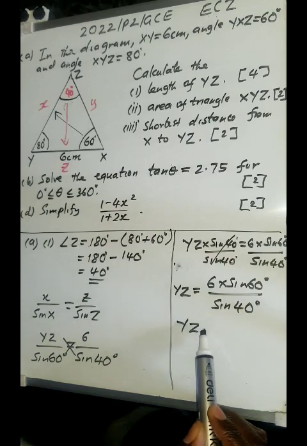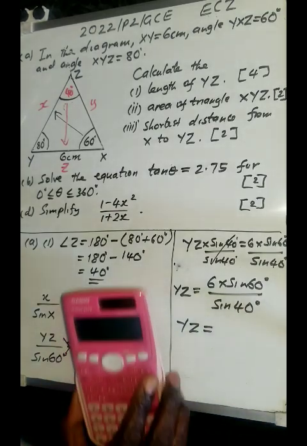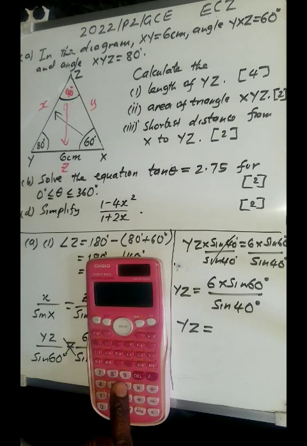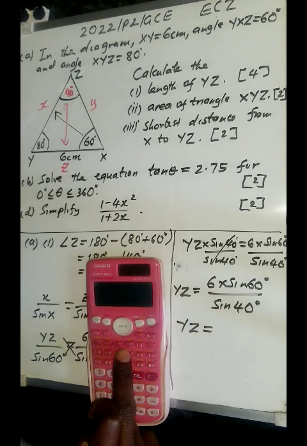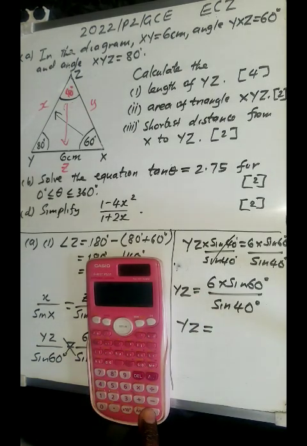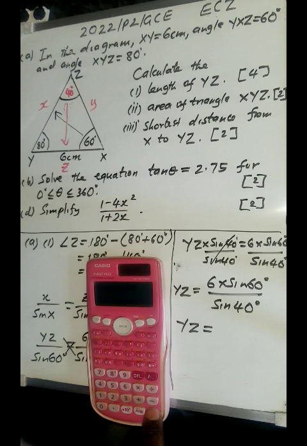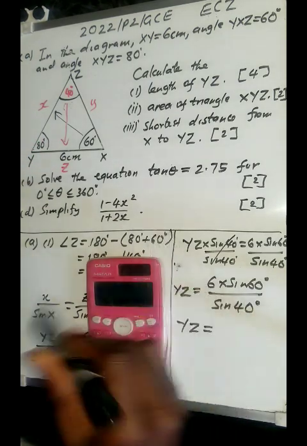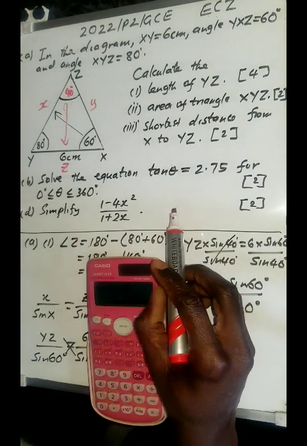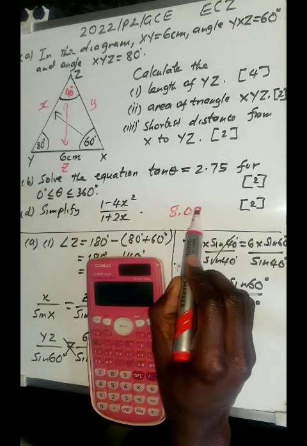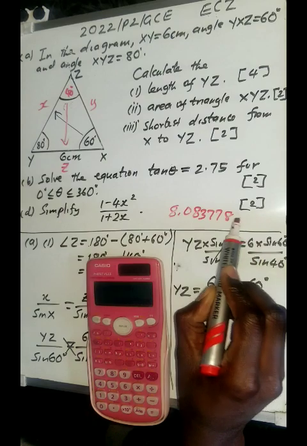So it simply means that YZ is equal to, like I told you, you can now use your calculator. So 6 multiplied by sine 60, the answer that you get on top, after you press the equal, 6 times that, you press the equal sign, then you divide by sine, not 40 but sine 40 degrees. That's what you need to remember. So the value that I have on the calculator, if you're following, is 8.083778, and the numbers go on.